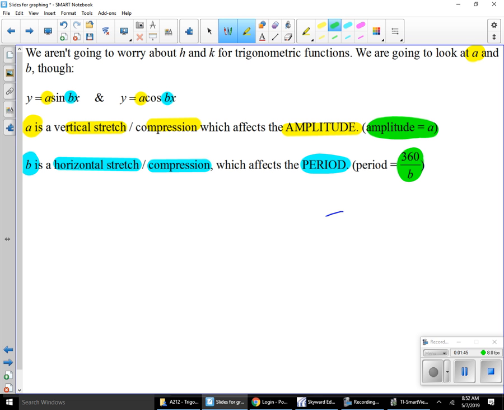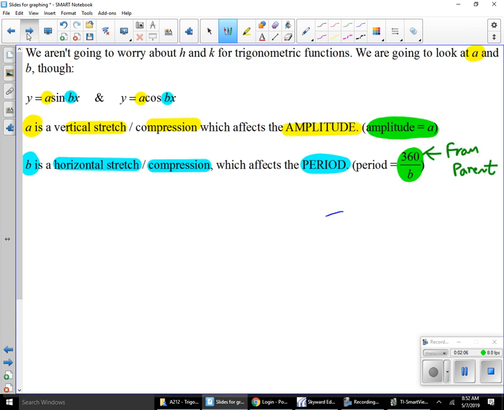The period is actually 360. That comes from our parent function. And we are going to divide that 360 by B. So if B is a 2, the period will be 360 divided by 2, which is 180. So B does take a little bit more work.